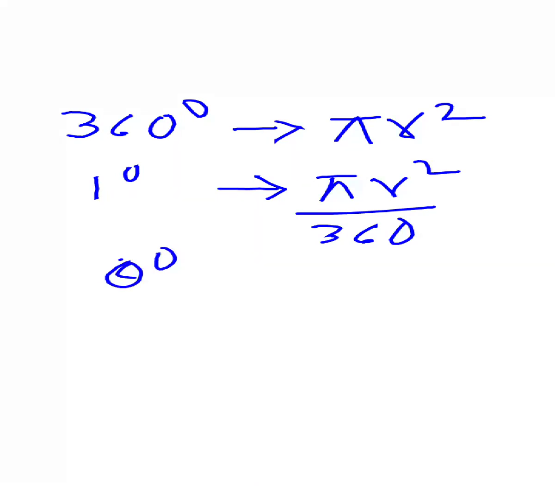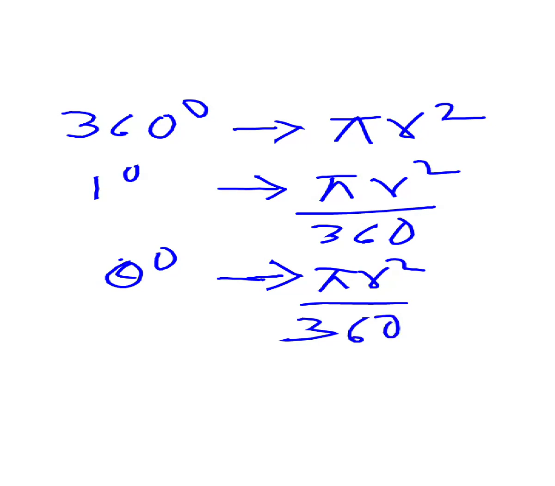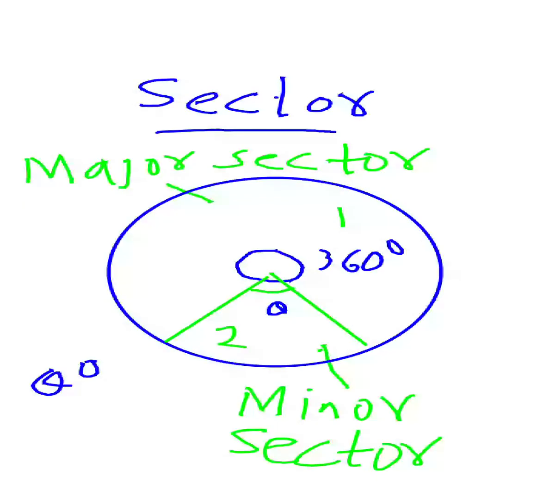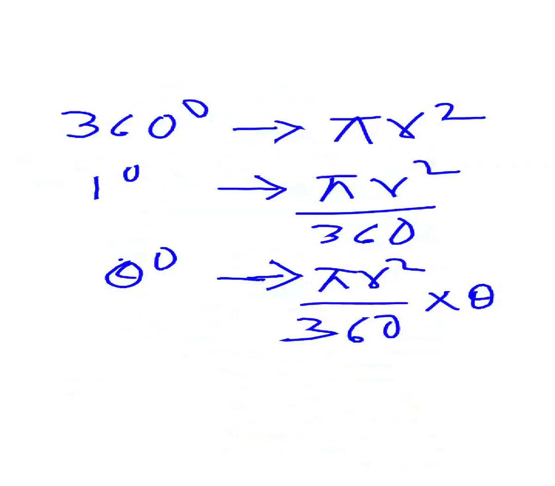Okay, I'm doing simple calculations. How much will this be? Pi r square divided by 360 into theta. This is it. Okay, so this is the area of the minor sector, or for that matter any sector which has an angle theta, but in our case we are taking it as the minor sector. Okay, theta angle, theta degrees. So this is simply a formula, you can just know it.